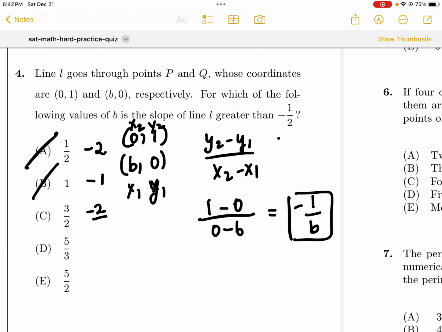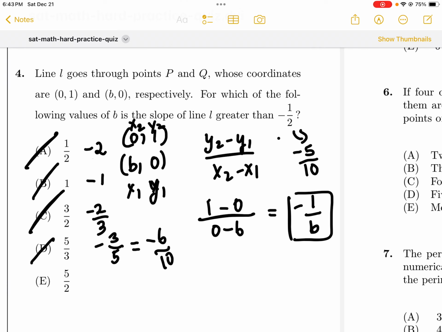If b was 3/2, our slope would be negative 2/3. That's also smaller than negative a half. If it was 5/3, our slope would be negative 3/5, which is negative 6 over 10, right? But our line L's boundary, our boundary given in the problem, is negative 5/10, so it's still smaller. The only answer choice remaining is E, so that's probably right, but let's check. Our slope would be negative 2 over 5 if we take the negative reciprocal, and that's negative 4 over 10, which is bigger than negative a half, so E is our answer.